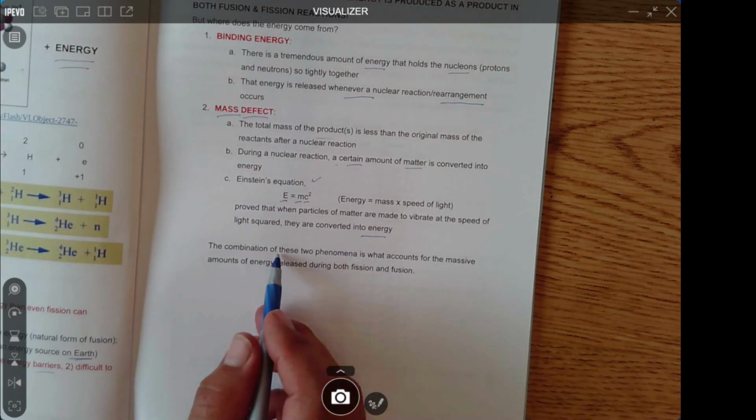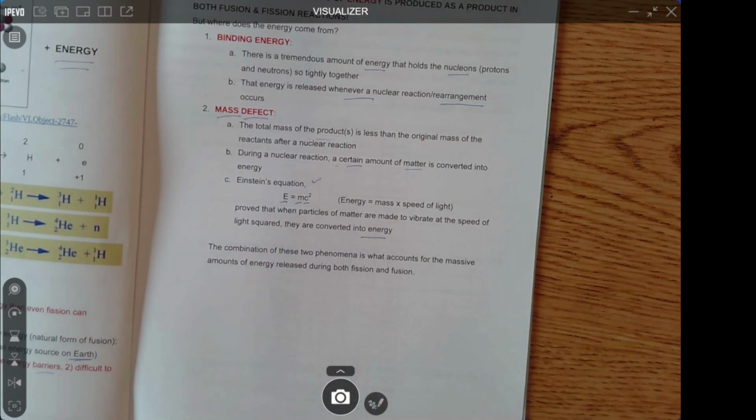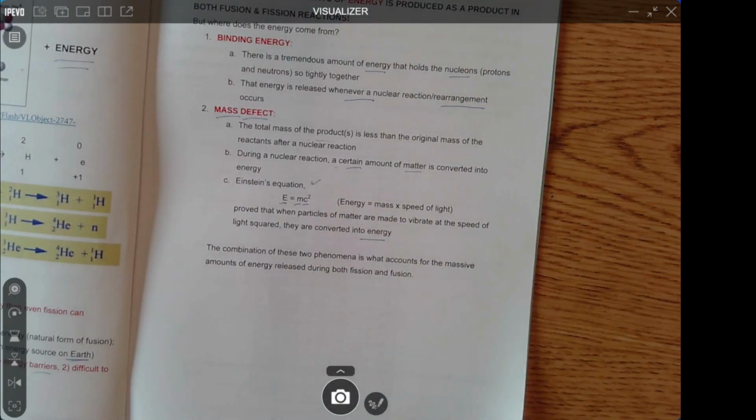So moving on. The combination of these two phenomena is what accounts for the massive amount of energy released during fission and fusion.